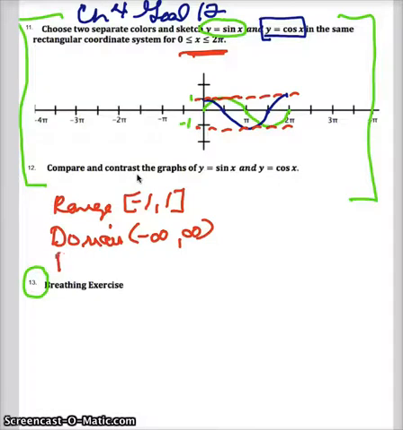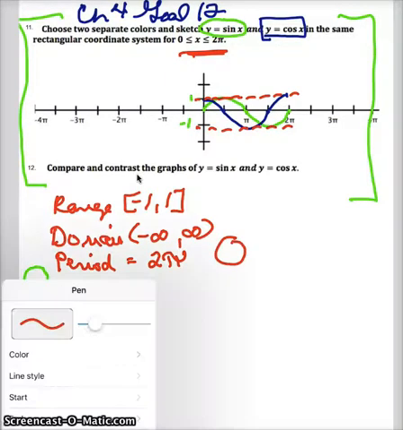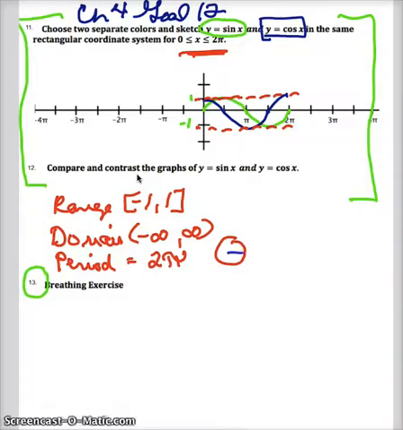I know that both functions have a period. Remember, that's the length of one cycle, equivalent to 2 pi radians. And why would that period repeat every 2 pi radians? We know that one rotation around a circle is also equivalent to 2 pi radians. So it would make sense that the function would repeat every 2 pi radians on a coordinate plane.